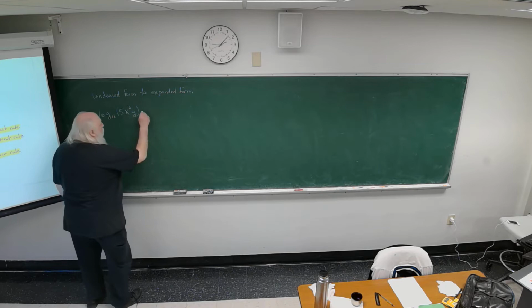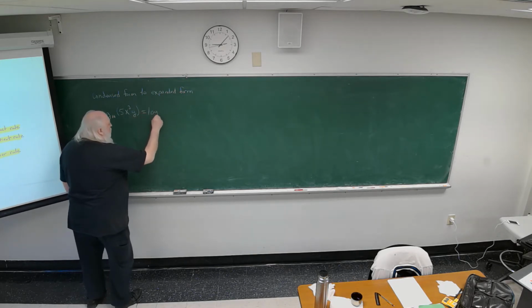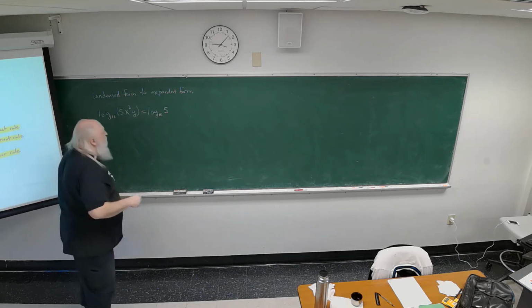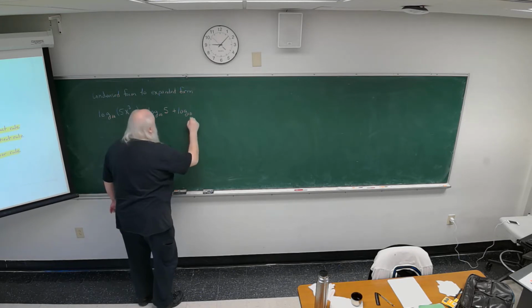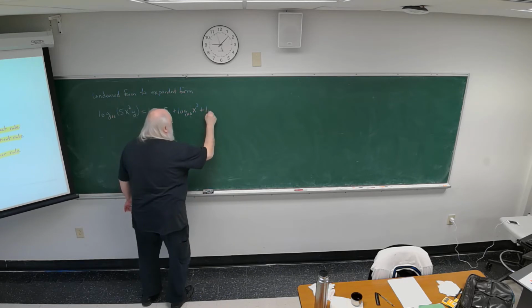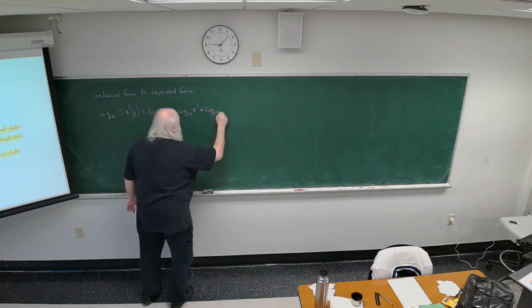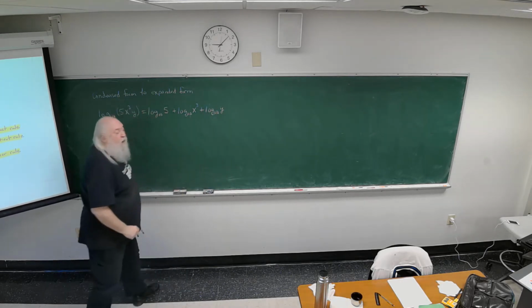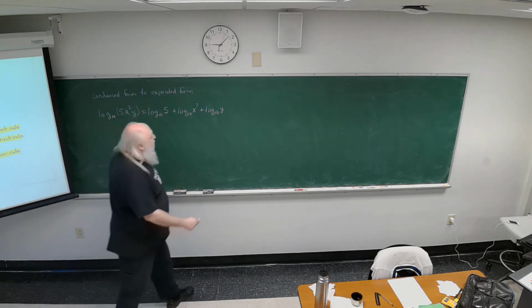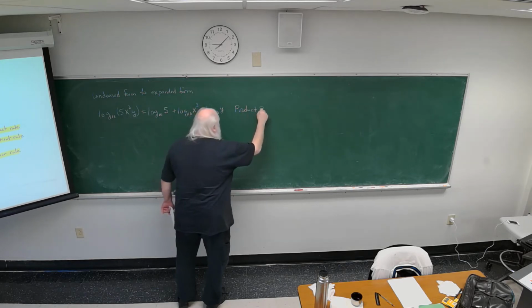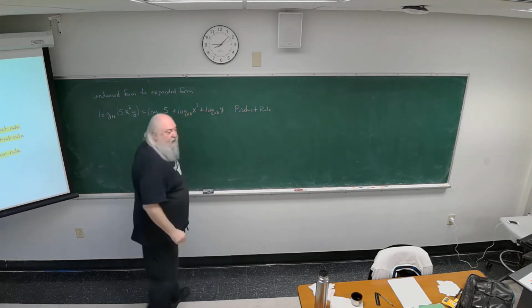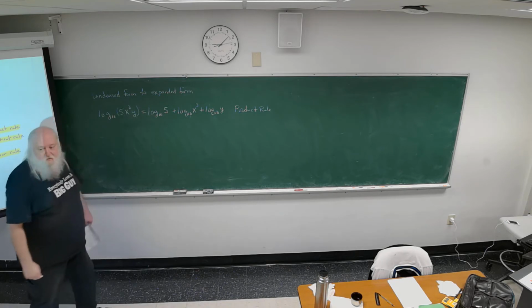So by the product rule, this is equal to log base 10 of the first factor, 5, plus log base 10 of the second factor, x cubed, plus log base 10 of the third factor, y. Okay? So that's by the product rule. So the product rule extends to more than 2 factors. You can have 10 factors.